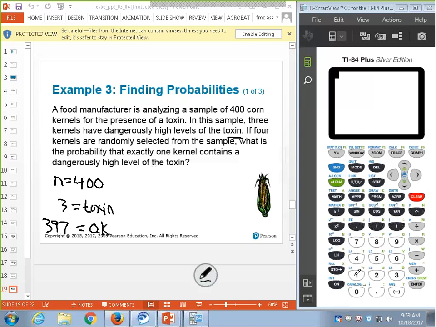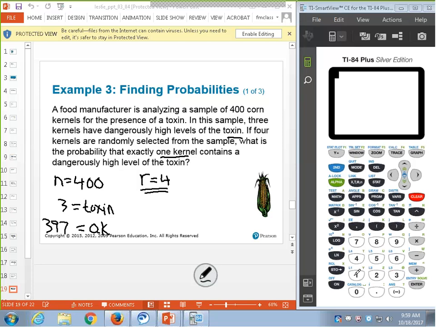What is the problem? If 4 kernels are selected, so r is 4, what is the probability that exactly 1 kernel contains a dangerously high level of toxin? Okay, what you have to do here is split up the numerator by doing the number of toxins times the number of good ones. You have to separate it. Because what do you want? When you're choosing 4, you want exactly 1 kernel that contains a high level of toxin.